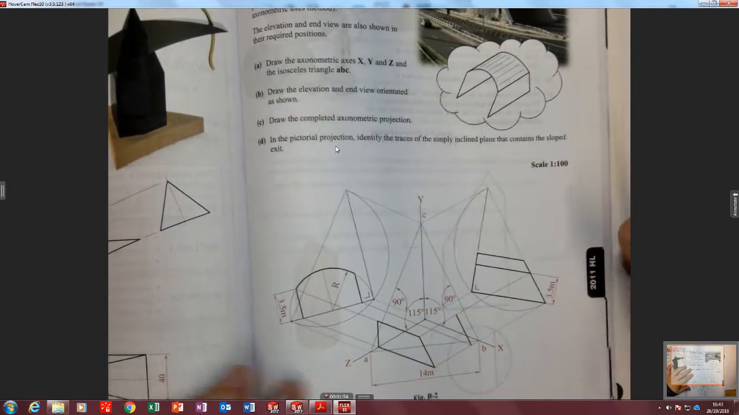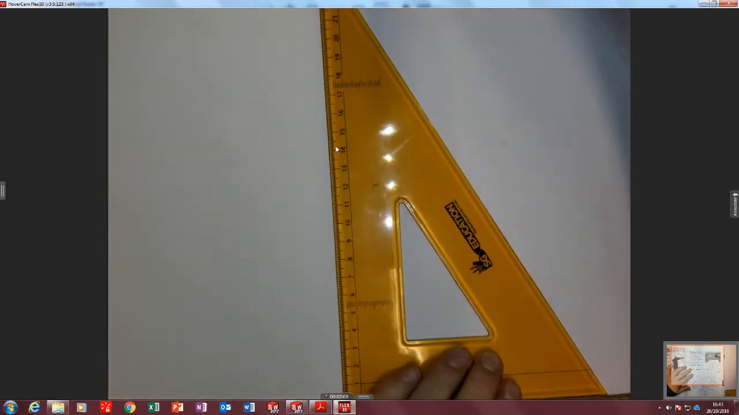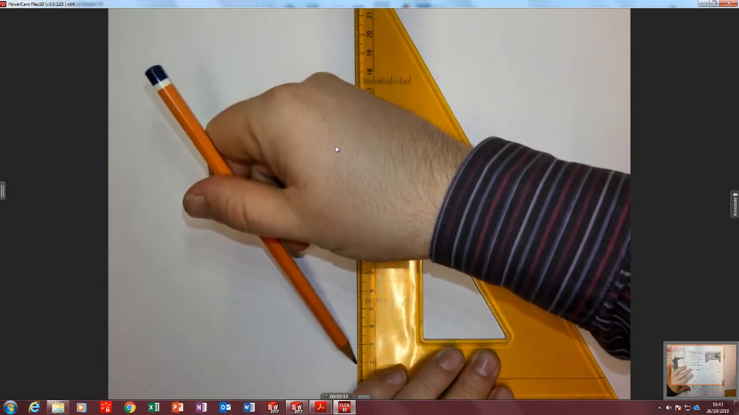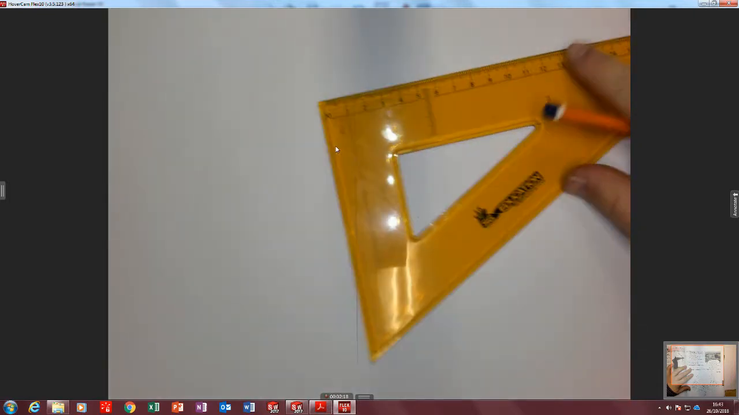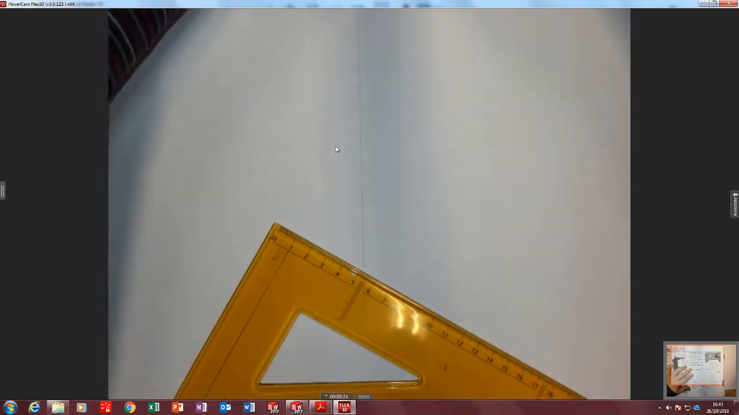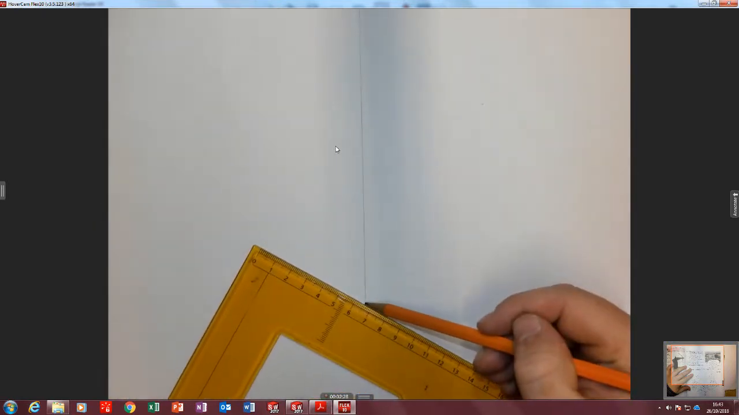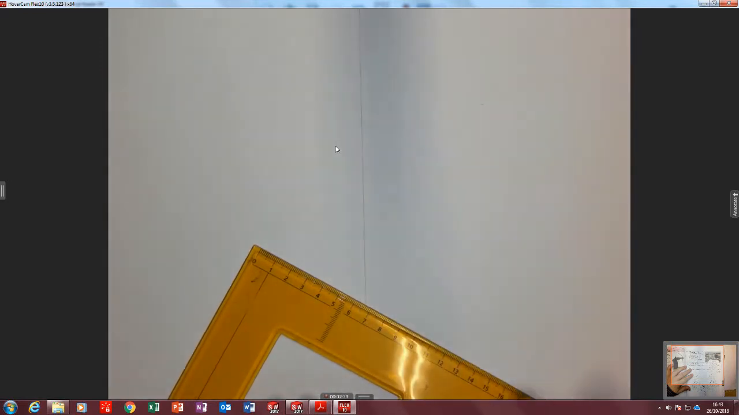Right, so I'm going to get going here. I'm going to draw in my y-axis. I'm going to keep it down low on the page as much as possible, because we're using an elevation and end view. That frees up space. Now I was about to draw a line there. That would have been isometric. It says the angle is 115.